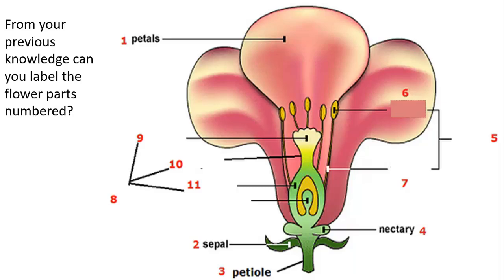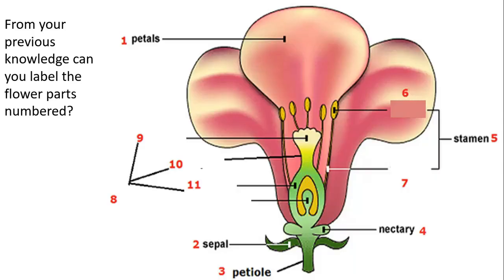And then you have the nectary. The nectary contains the nectar that gives the flower its smell, and also it's made of carbohydrates, and it also attracts pollinators. They come to eat the nectar inside the nectary.